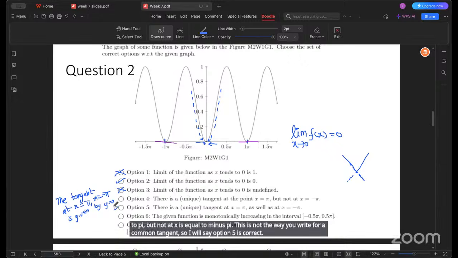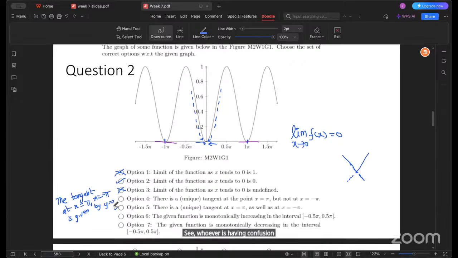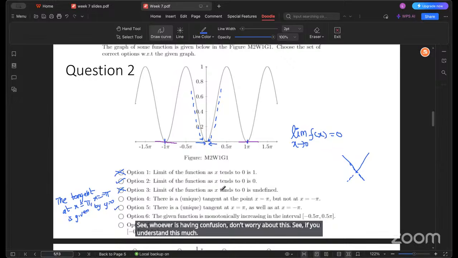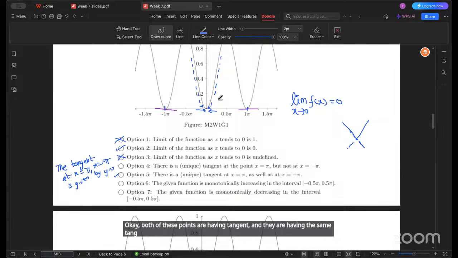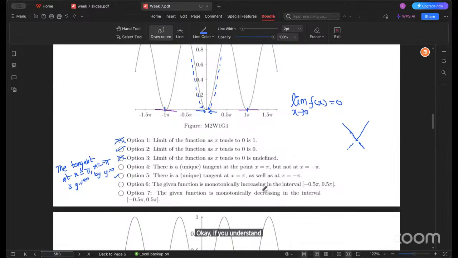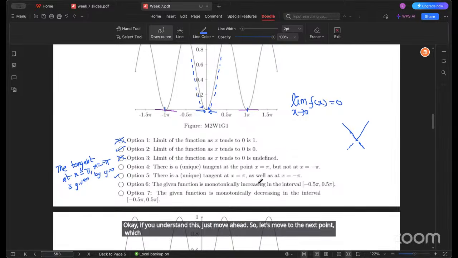Whoever is having confusion, don't worry about this. If you understand this much, then just move ahead. Both of these points have a tangent and they have the same tangent, but each of these points just has a unique tangent, that's all. If you understand this, just move ahead. So let's move to the next point, which is monotonically increasing.